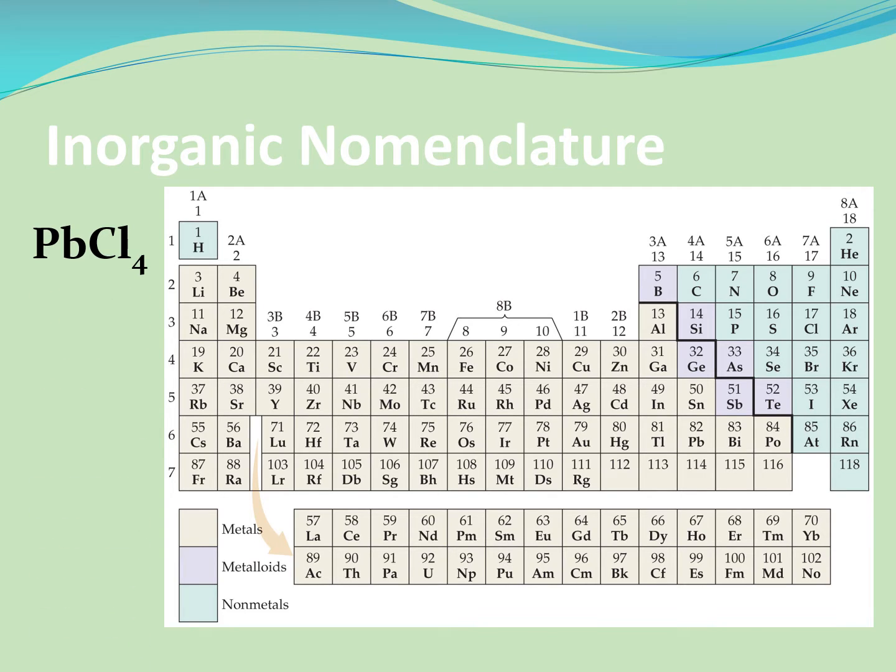Another example, here's lead and chlorine. Chlorine we know has a -1 charge on it, but the lead is element 82. That can have a variety of charges on it. Most commonly it's going to have a +2 or a +4 charge on it. So since we have 4 chlorines with a -4 charge on it, the lead is going to be a +4. And because lead has the 2 possible charges, we have to use Roman numerals to designate the +4 charge. So lead 4 chloride.